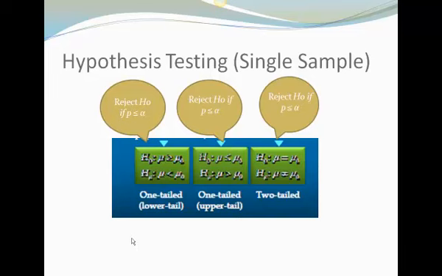Now, one-tailed upper, one-tailed lower. How do I distinguish? How do I remember between the two of them? Two-tailed's easy. It's the one that has the equal sign. How do I remember between one-tailed upper and one-tailed lower? So greater than means lower tail. Less than means upper tail. So you can remember it as the opposite of what you think.